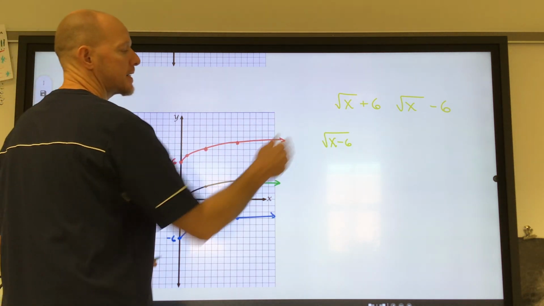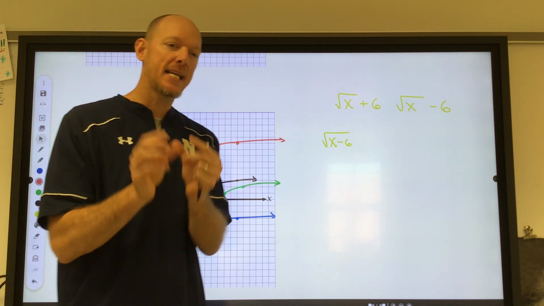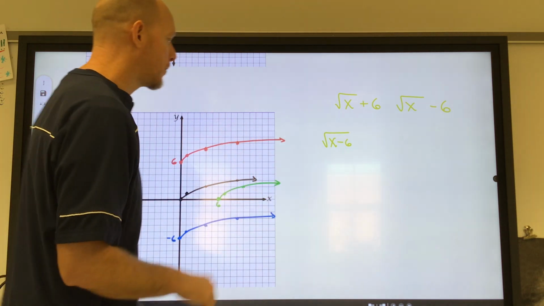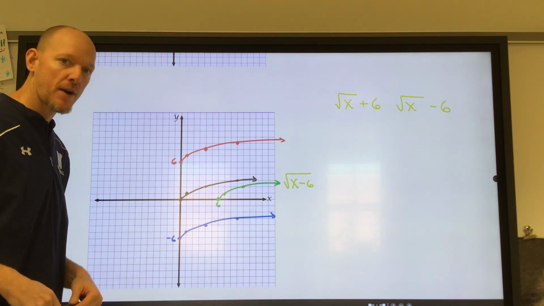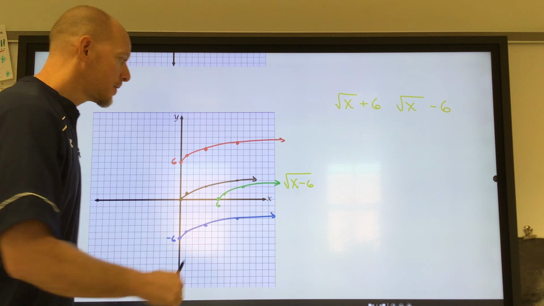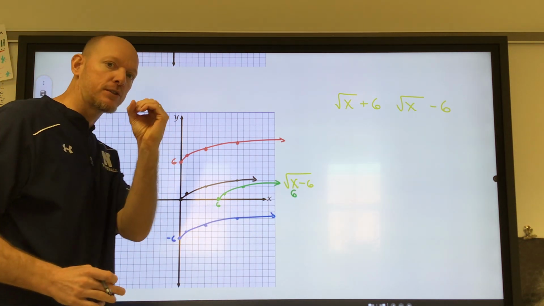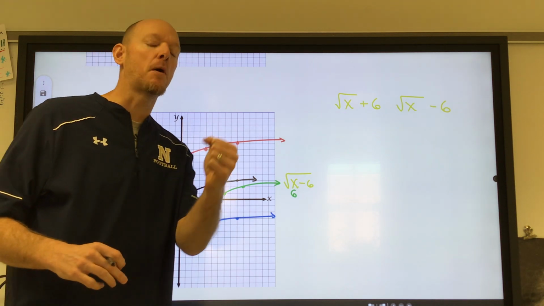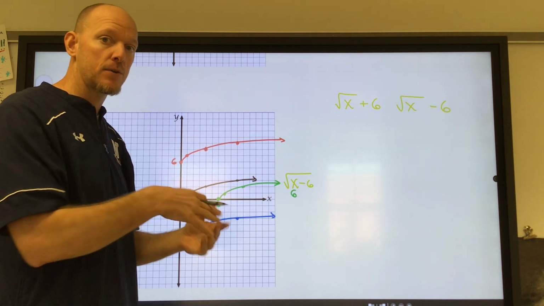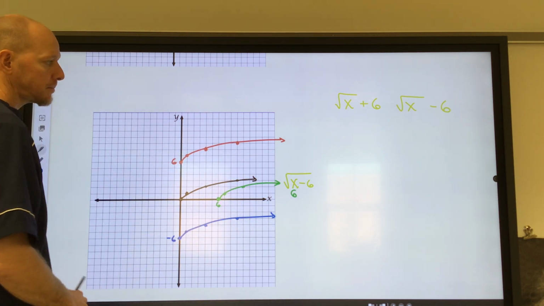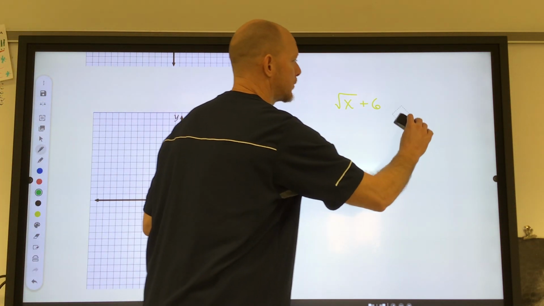Well, square root of x minus 6 would mean that we have a horizontal shift. Anything being added inside our function moves everything horizontally. And so our only horizontal shift in this case goes with the green graph, which again makes sense. The smallest number I could put in here would be a 6 because 6 minus 6 results in a 0. And that's the smallest value I could take the square root of, because if it's a negative value, that gives us an imaginary number.